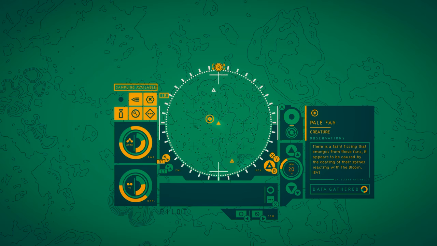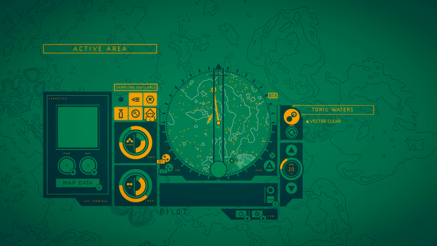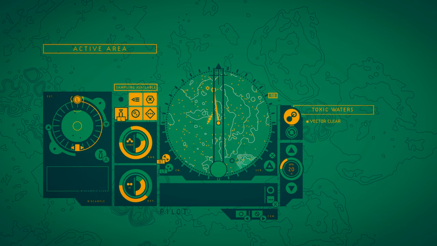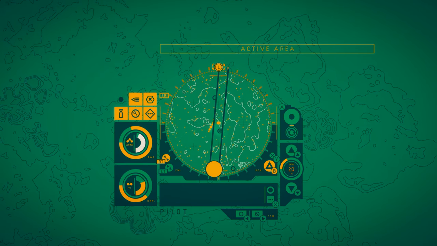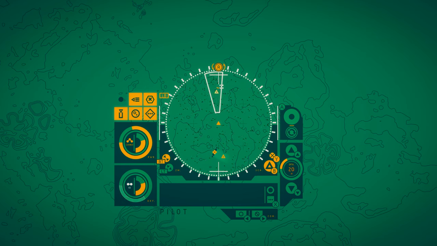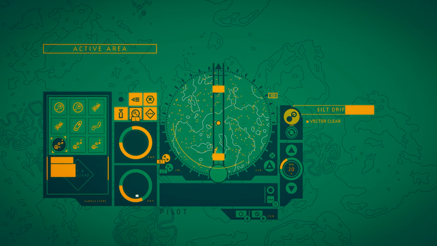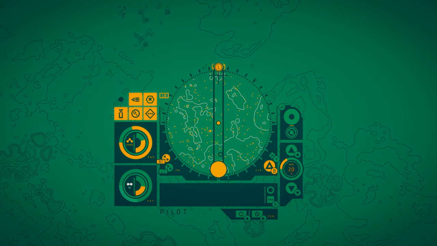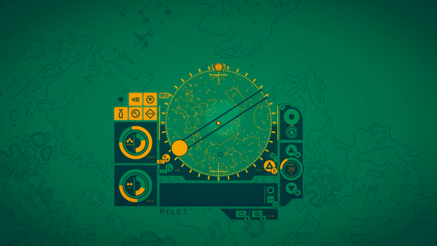There's a faint fizzing that emerges from these fans. It appears to be caused by the coating of their spines reacting with the bloom. The currents of the bloom grow stronger as I move away from the rocky outcrops of its southern side. I know it's probably not going to work. But let's keep trying this. Ah, there's another one of those creatures. Yes, it worked. It's wherever those creatures are.